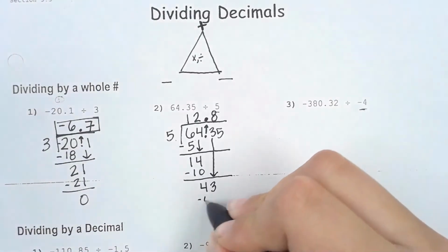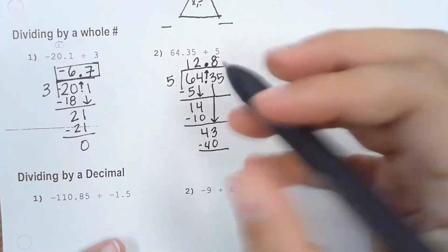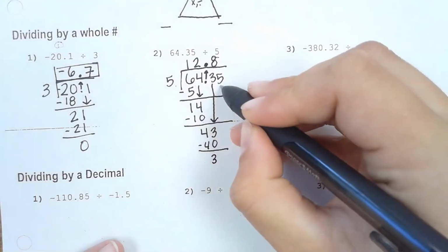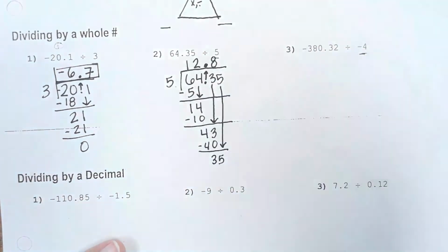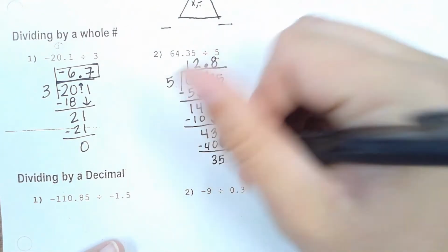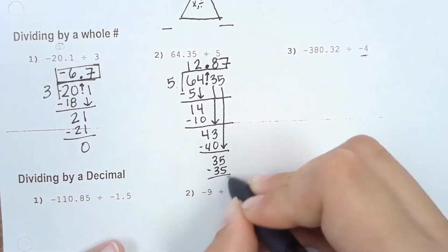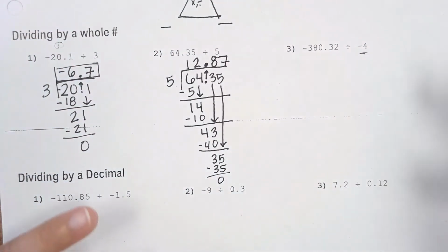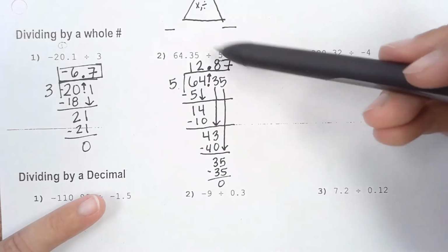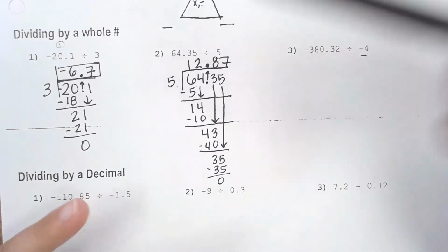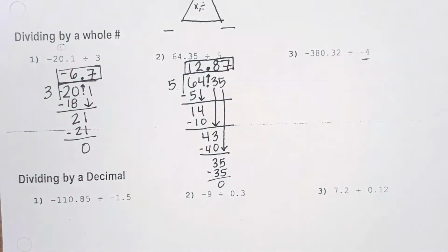5 times 8 is 40. 43 minus 40 is 3. Bring down my 5. And lastly, 5 goes into 35 7 times. That gives me my remainder of 0. Okay? So our answer here is 12.87. Go back to see if there were any negatives. There were not, so my answer is just going to stay a positive 12.87.